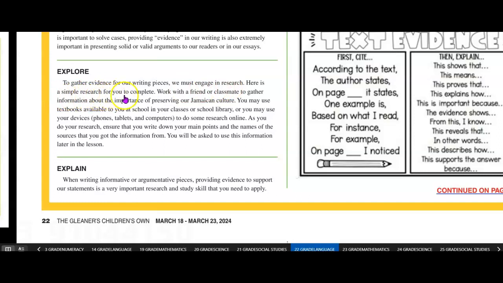Here is a simple research task for you to complete. Work with a friend or classmate to gather information about the importance of preserving our Jamaican culture. You may use textbooks available to you at school, in your classes or school library, or you may use your devices, phones, tablets, and computers to do some research online. As you do your research, ensure that you write down your main points and the names of sources that you got the information from. You will be asked to use this information later in the lesson.